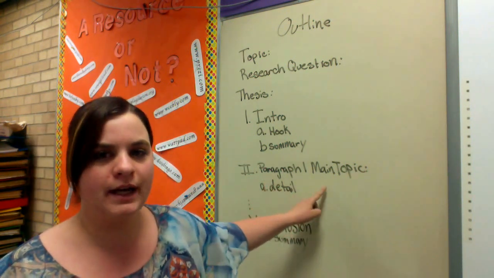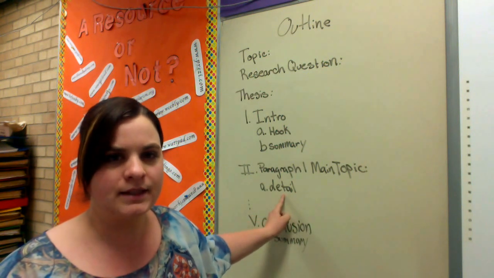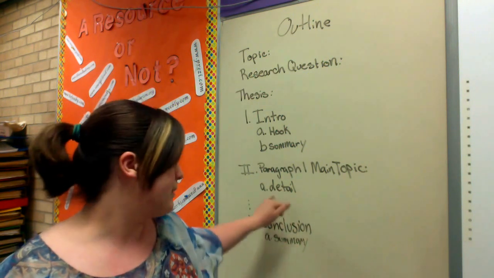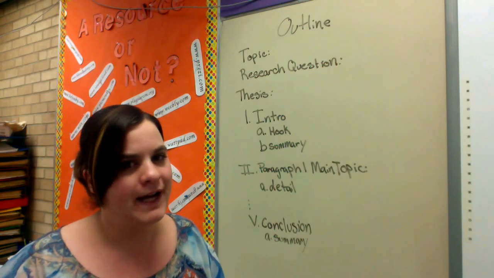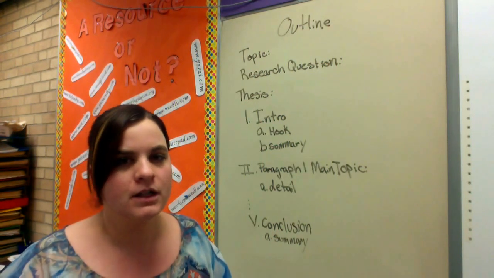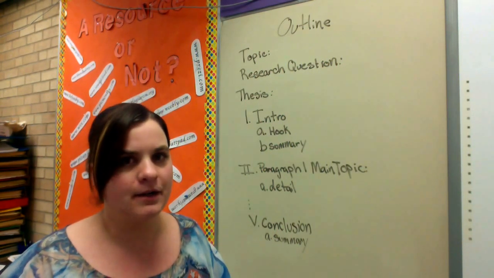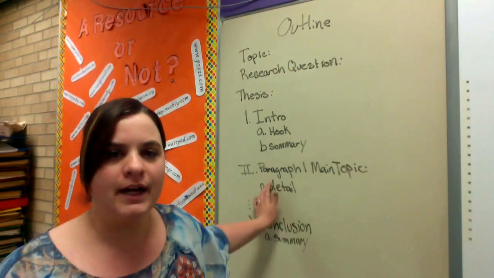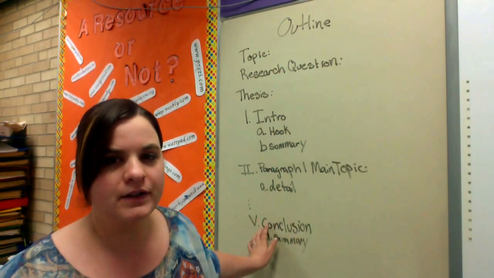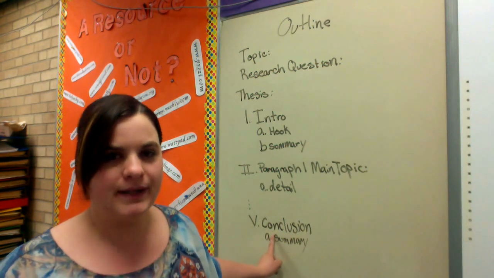Each paragraph is going to have a main topic and details. I'll probably have about 4 to 5 details for each paragraph, so that I have a 5 to 6 sentence paragraph. Finally, after I have my body paragraphs done, I'll have a conclusion, which will just summarize what I wrote in my body.